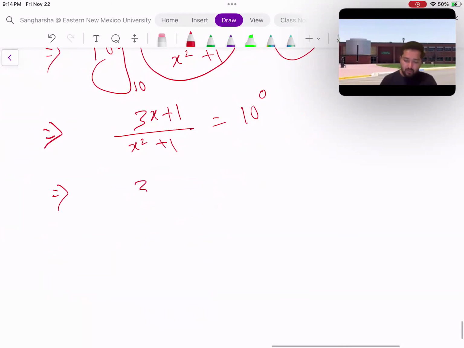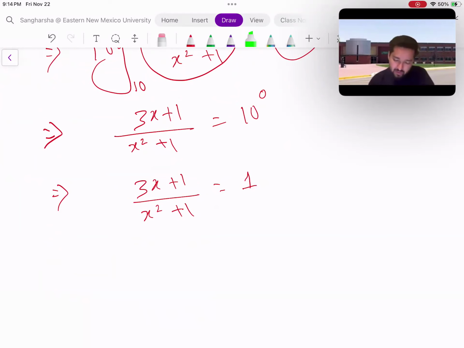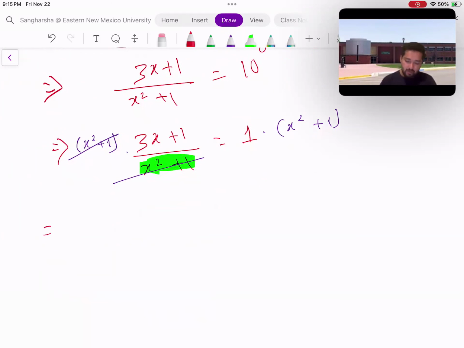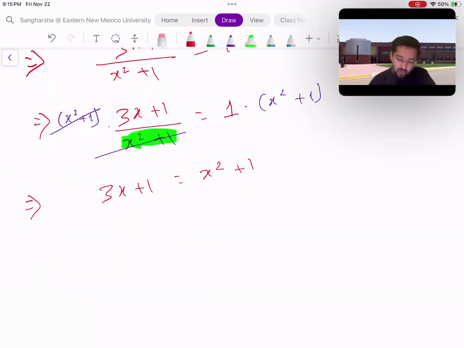So this is 3x plus 1 divided by x squared plus 1. 10 to the power 0 is 1. This is a rational equation. We need to get rid of this denominator, x squared plus 1. So we multiply both sides by x squared plus 1 so that we won't have a denominator; it goes away. Now we have 3x plus 1 equals x squared plus 1. This is a quadratic equation.